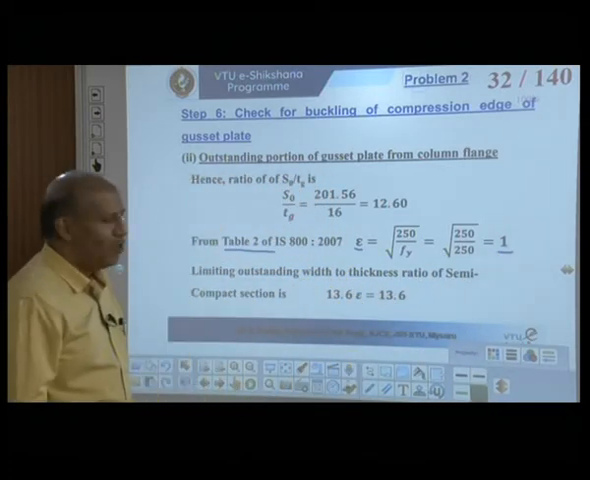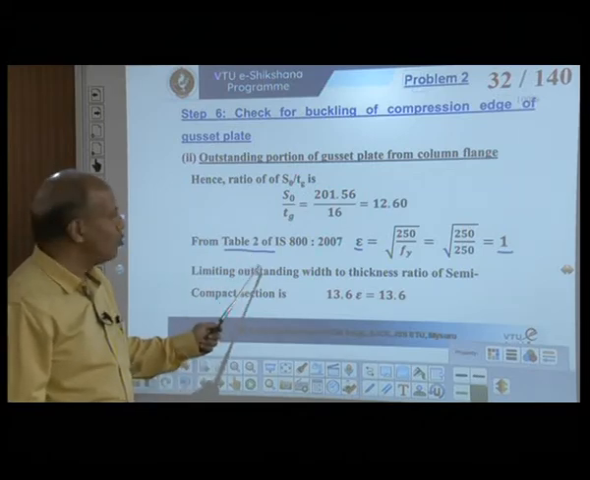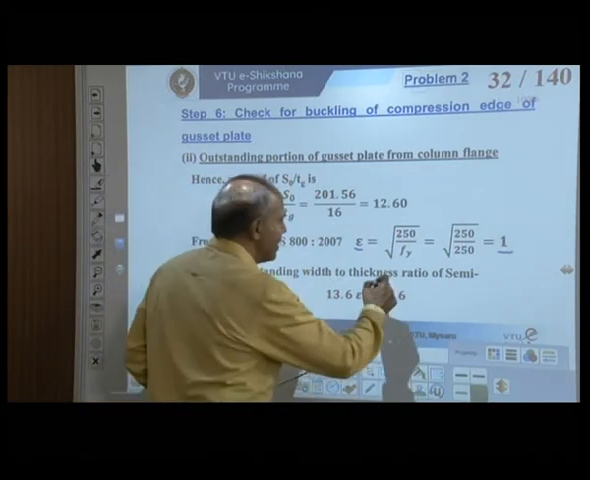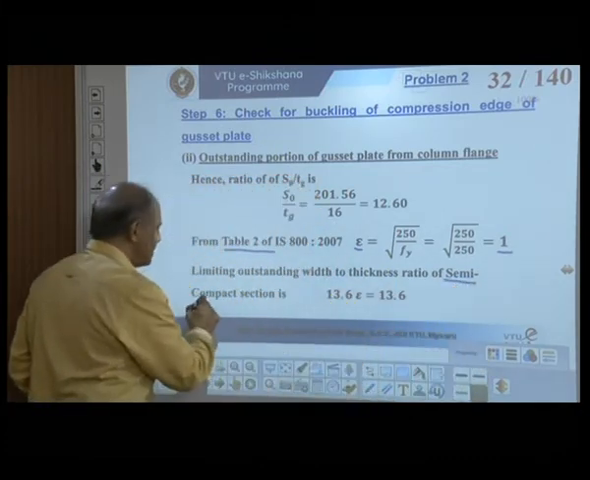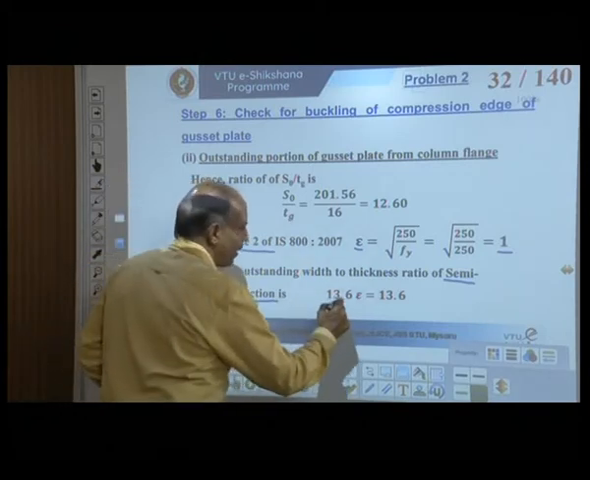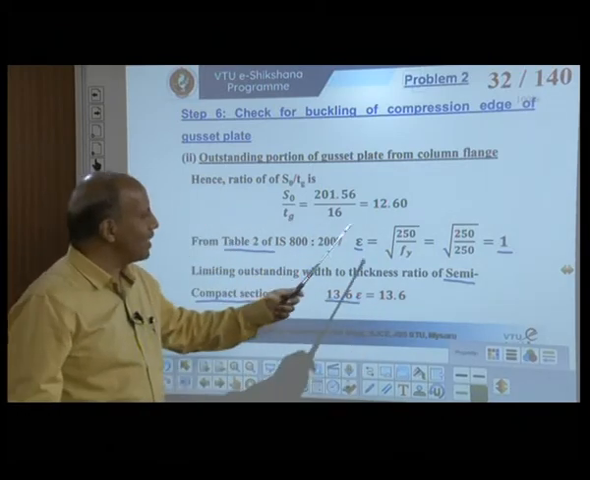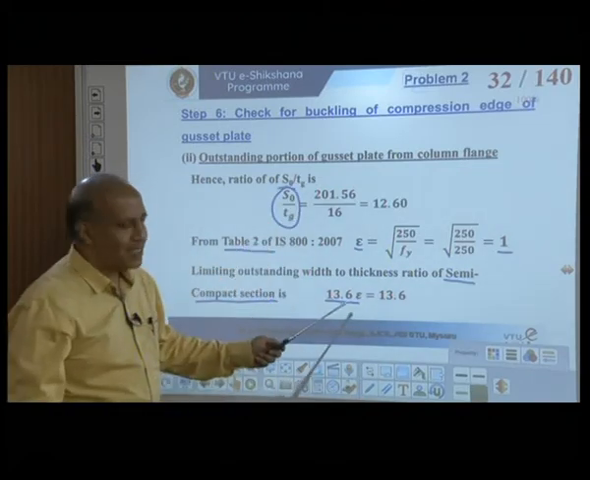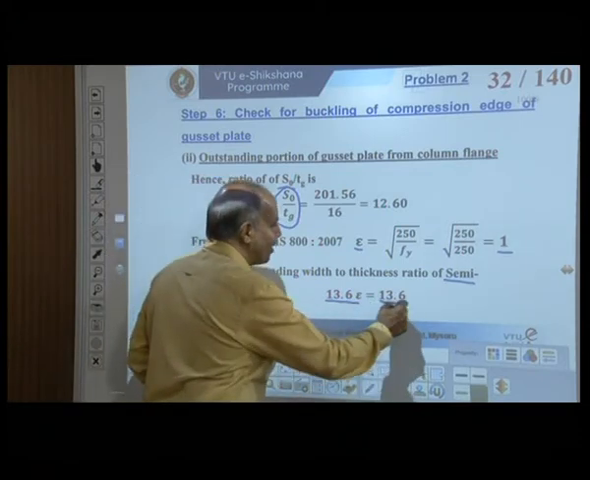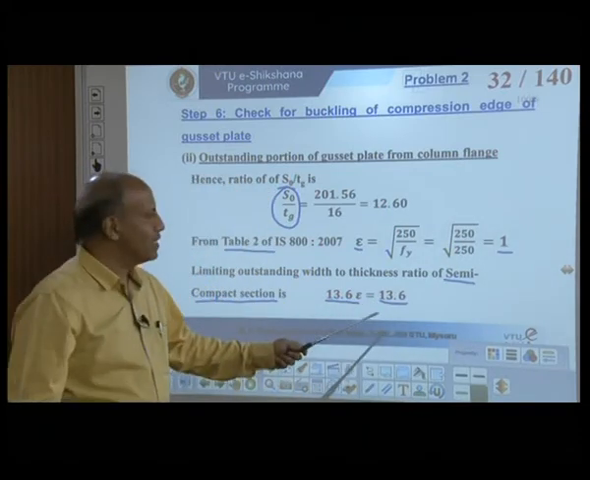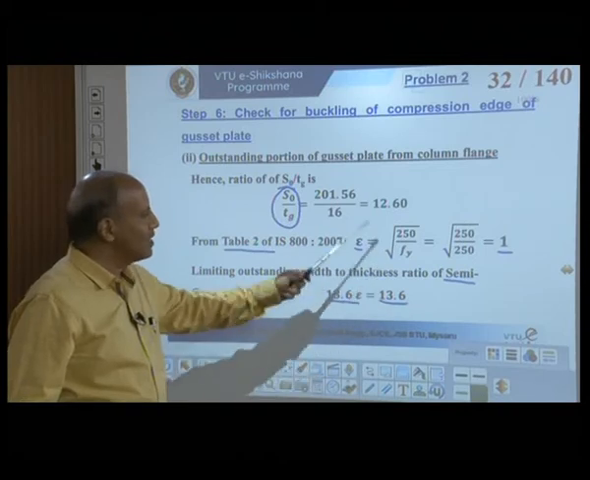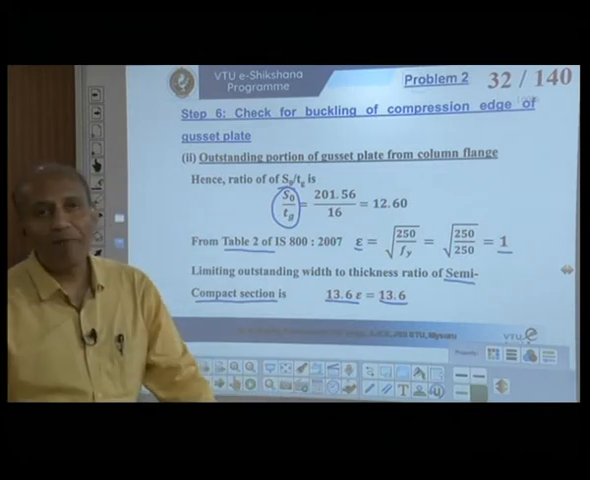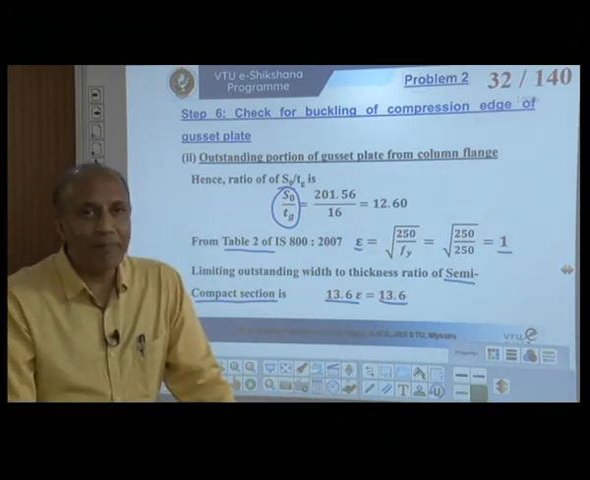Having got that, we look at Table 2 of IS 800:2007 again and check. For a semi-compact section, the S naught by Tg ratio should not exceed 13.6 epsilon, which is nothing but 13.6. Now, we make a comparison. Please understand, however, that if this were still smaller, then instead of semi-compact it would have been compact, or if it were still less, it could have been a plastic section.